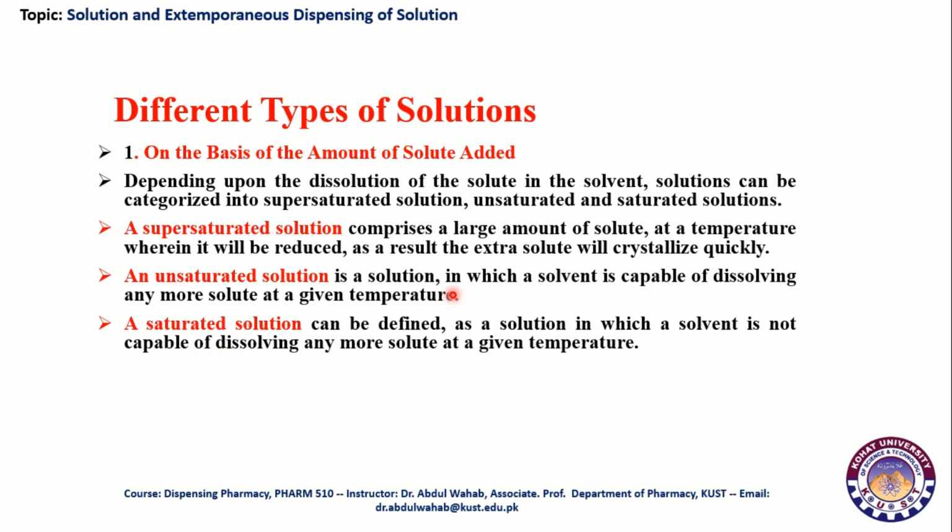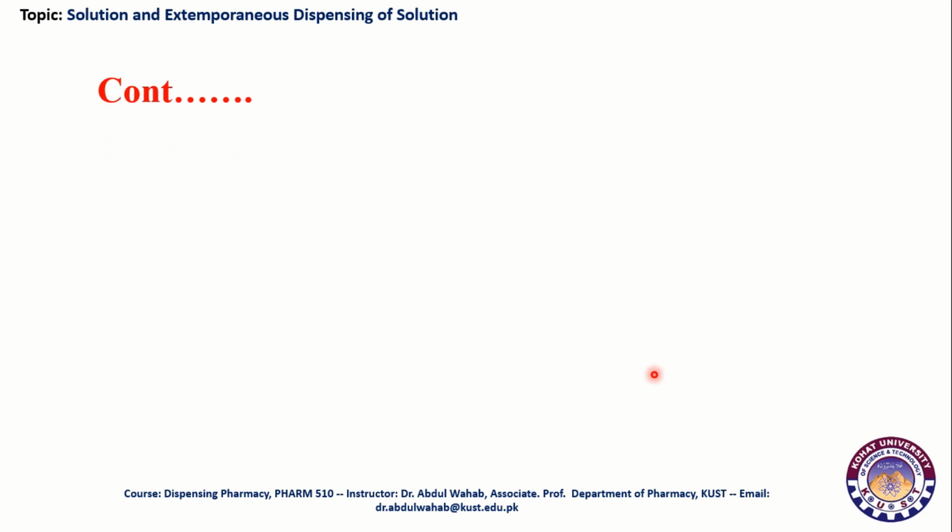While in case of saturated solution, a saturated solution can be defined as a solution in which a solvent is not capable of dissolving any more solute at a given temperature. But in case of unsaturated solution, the solvent is capable of dissolving any more solute at a given temperature, while in case of saturated solution, the solvent is not capable of dissolving any more solute at a given temperature. Understand?